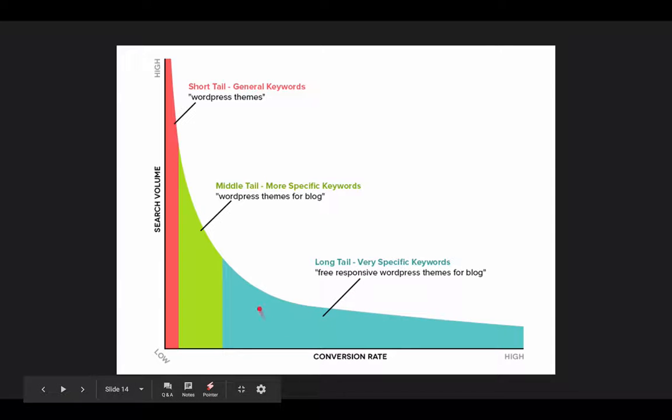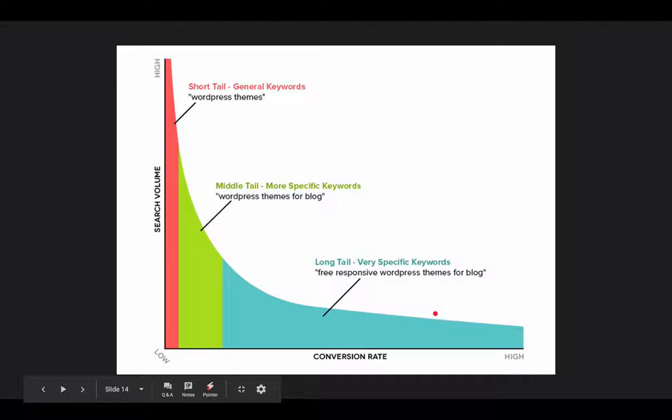This is a higher conversion rate and lower search volume, but a higher conversion rate, and this is where the money lies. If you can get here with a good conversion rate and high search, this is also good. But this area is where the money and the conversion lies, and these are the type of keywords that we want to target.